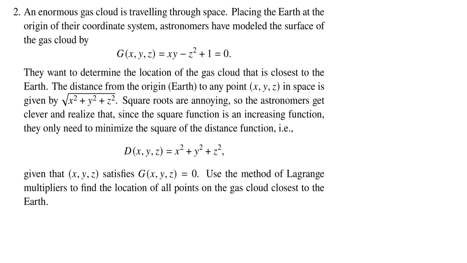So let's see, we have an enormous gas cloud traveling through space, and the astronomers are going to place the Earth at the origin, the 0, 0 of their coordinate system. And when they do that, they're able to model the surface of the gas cloud relative to the position of the Earth by this function. They call it g of x, y, z, and it's xy minus z squared plus 1 is equal to 0. So this will give us some surface away from the Earth.